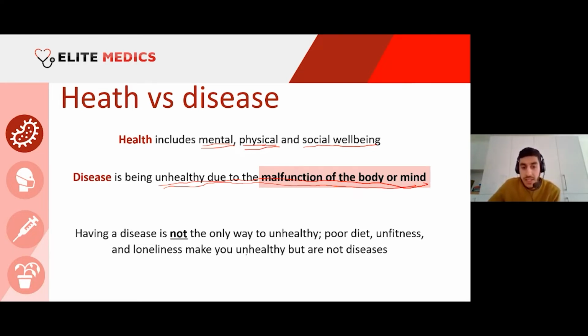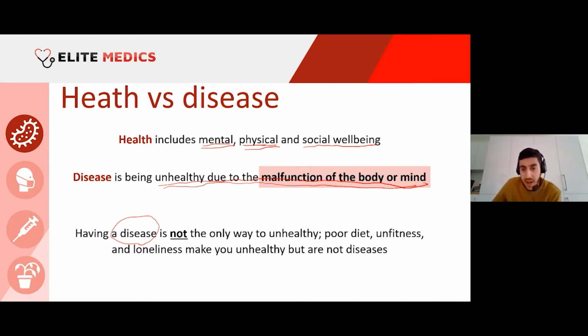So having a disease is not the only way to be unhealthy. Poor diet, unfitness, and loneliness make you unhealthy, but they are not diseases. Obviously disease is an important part of being unhealthy, but at the same time, you can not have a disease and just have a poor diet. For example, people who are unhealthy, you might say overweight, and that can be due to poor diet or not doing enough exercise, but that isn't necessarily due to a disease.